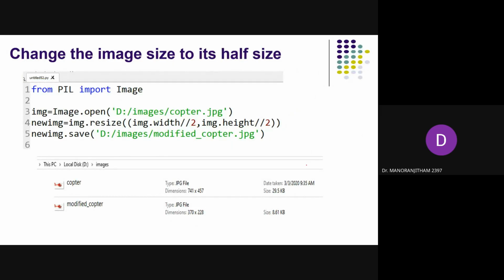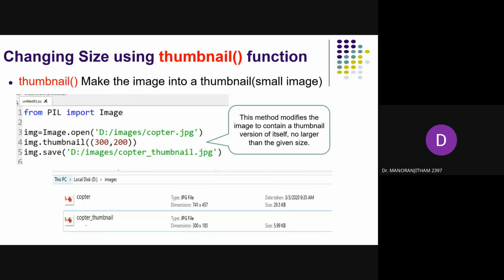If you want to reduce the original image size to half, simply use the double slash of 2 with the width and height, so that it will give you half of its size.